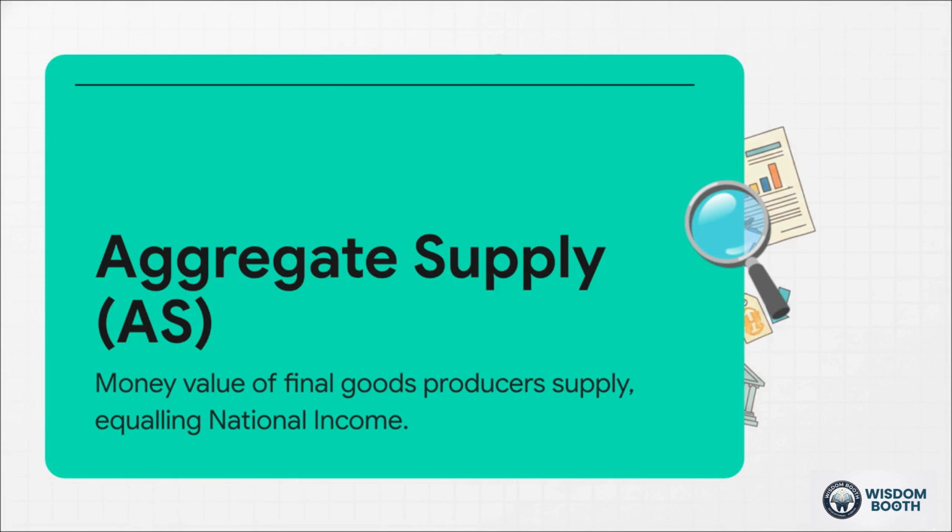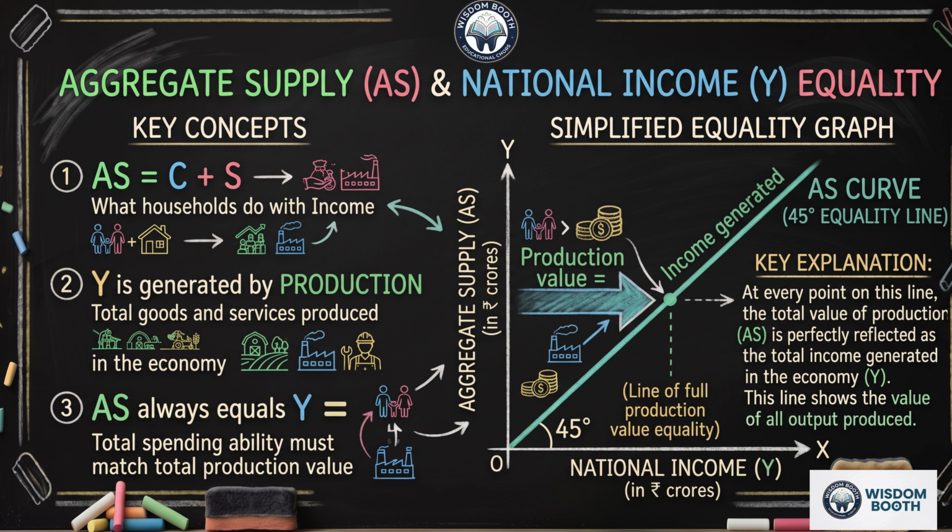But here's the golden rule. Seriously, lock this in your memory. Aggregate supply is exactly the same thing as national income. Why? Because the total value of the output produced is distributed directly back to the factors of production as income. Think rent for land, wages for labor, interest for capital, and profit for entrepreneurs. When you add all those factor incomes together, you get national income, which we denote as Y.